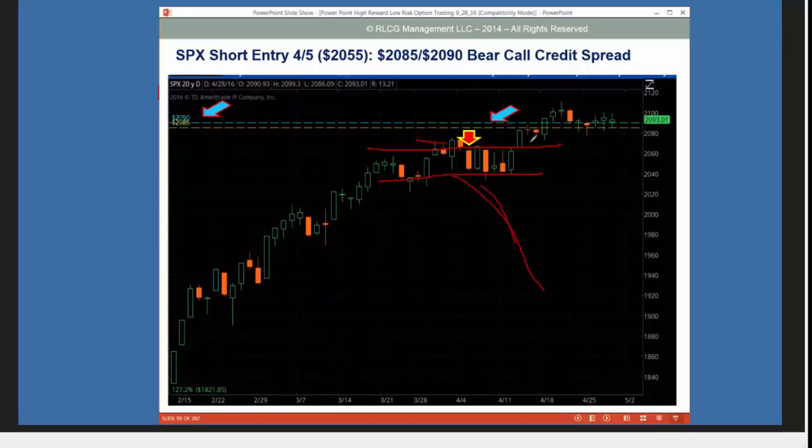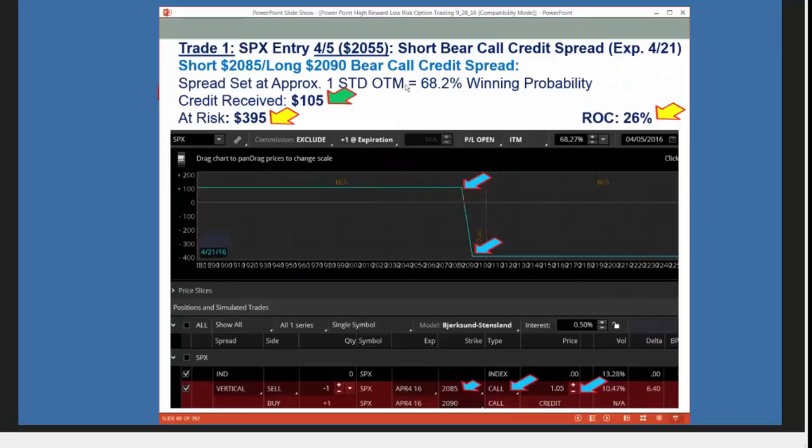So here's what it looks like. Trade 1 was short the bear call credit spread. So it was shorting the 2085, buying the 2090 bear call credit spread. It was done approximately 1 standard deviation, so that's 68.2% winning probability when the trade was put on. And that's the basic, when you do credit spreads, that's what you're looking for.